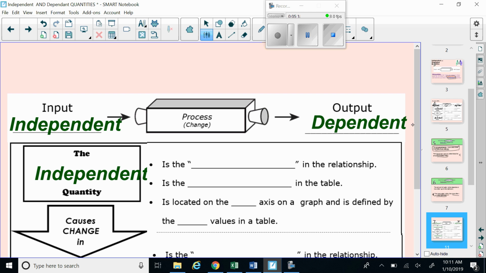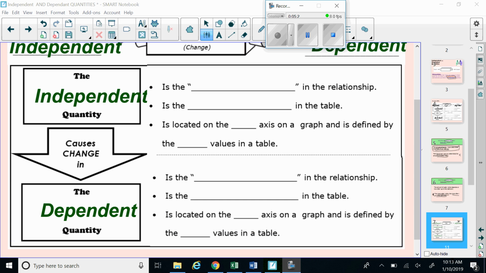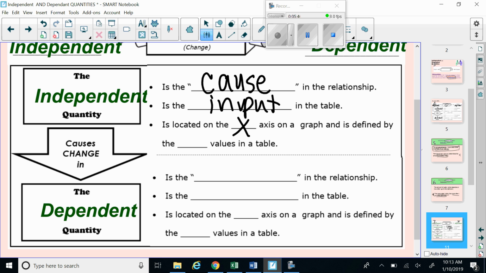So now when we look at our notes, you should have this filled out on your paper. What I know is that the independent is the cause in the relationship. It's the input, so it's what you start with. It's always going to be located on the x-axis of a graph, and it's defined by the x values in the table. That means that the dependent is going to be the effect.